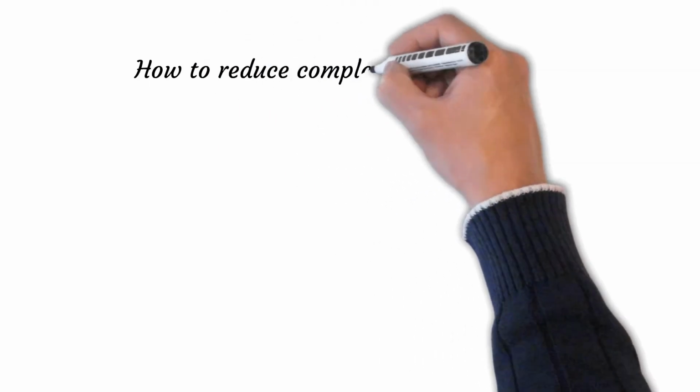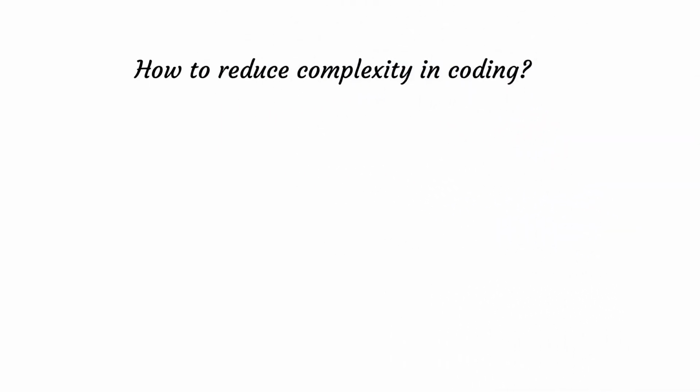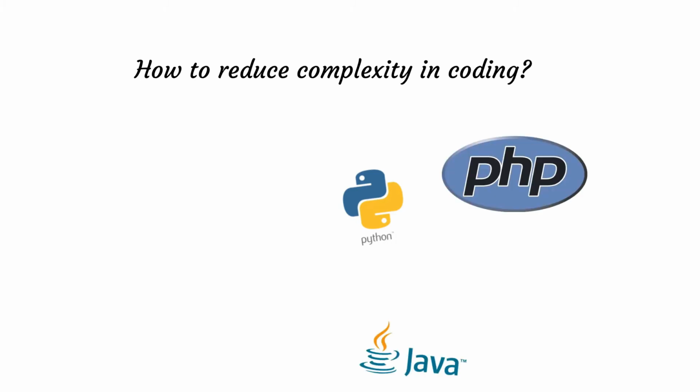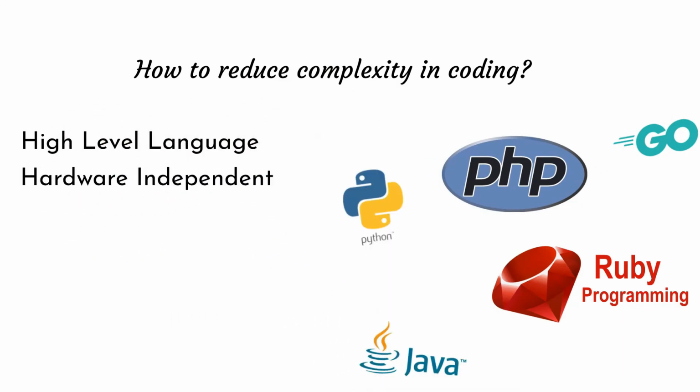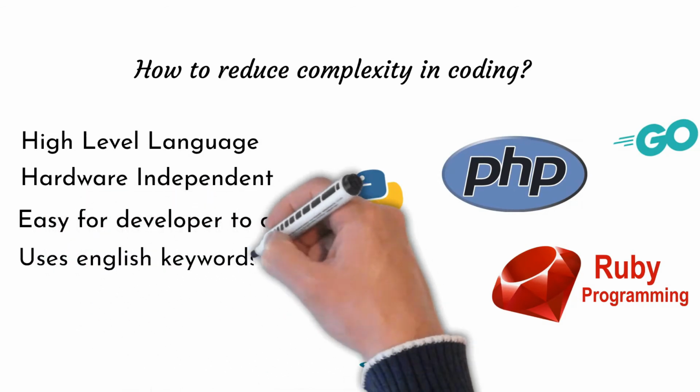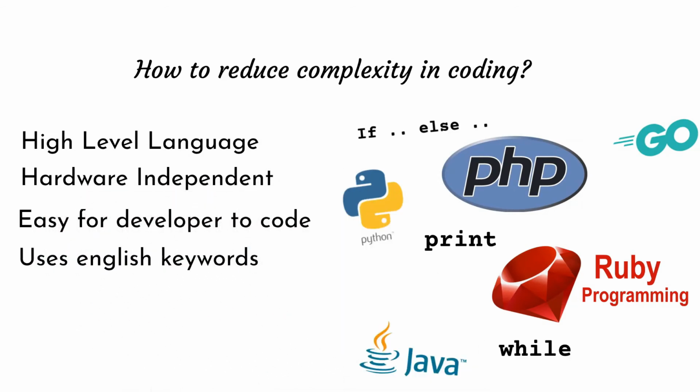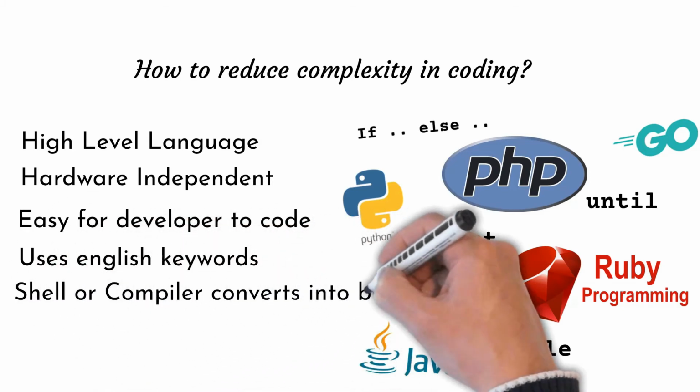How do we tackle the limitations in low-level language? Well, that's where the modern programming languages step in. They are high-level languages independent of the underlying hardware, developed for the user experience, written mainly with English keywords. The high-level programs are converted into machine code using either a compiler or an interpreter.